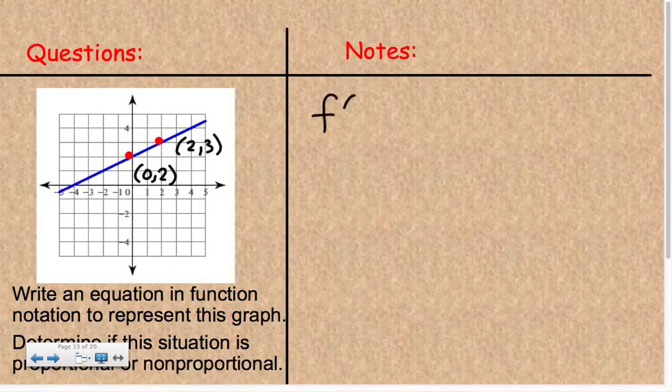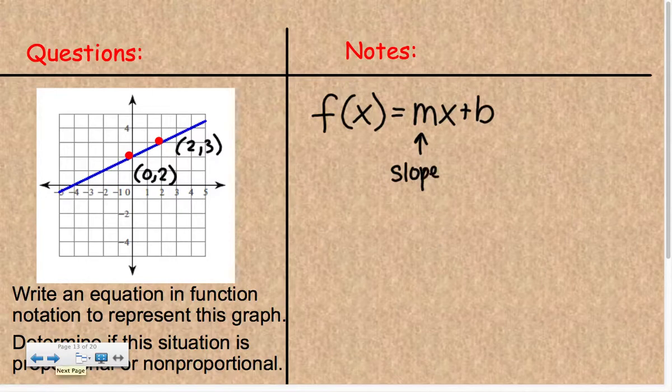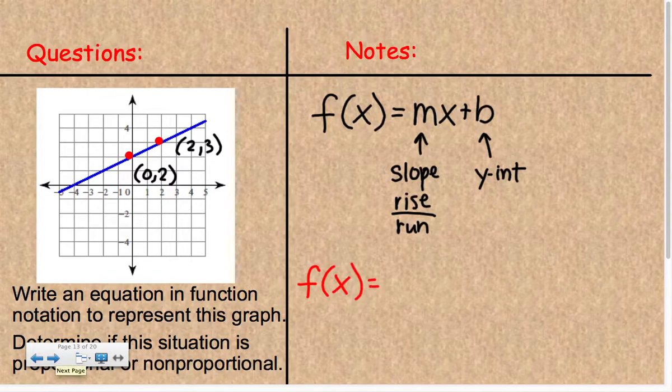So a reminder on how to write an equation. It's f(x) = mx + b. M is our slope, or your rise over run. You can think of it as either. B is our y-intercept, and that's where our line crosses the y-axis. So if I'm going to write an equation, I first need to figure out my m. So I'm going to count my rise and run. Remember, you can start at either coordinate point. It doesn't matter, but you have to go up or down, then left or right.